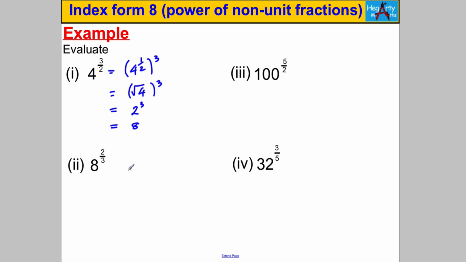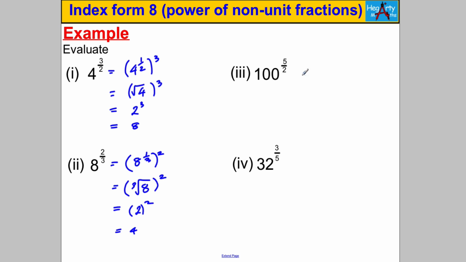The second one, 8 to the 2/3. Well, I'm going to write it as a unit fraction, 8 to the thirds, and I'm going to write the power of 2 on the outside. I know what that means. That means the cube root of 8, but don't forget I'm squaring it. The cube root of 8 is 2, and don't forget I'm squaring it, so the answer is 4.